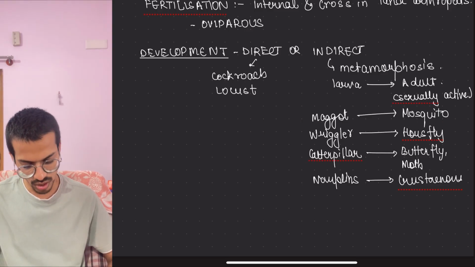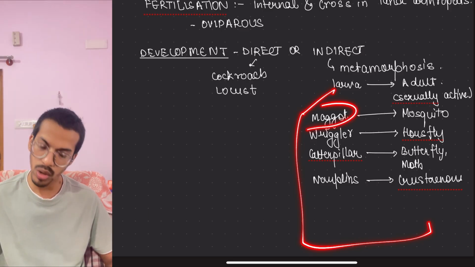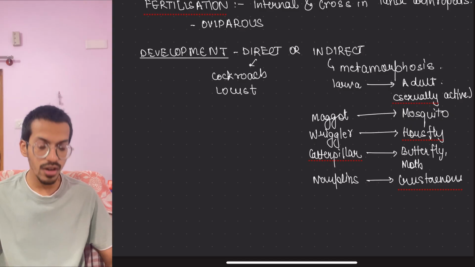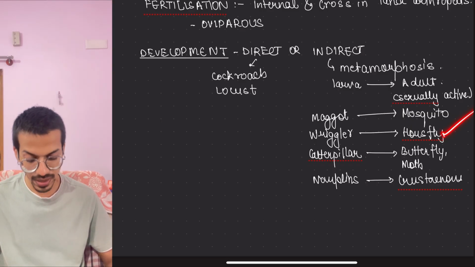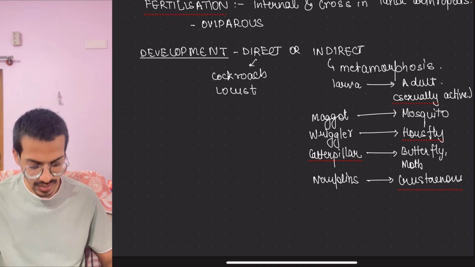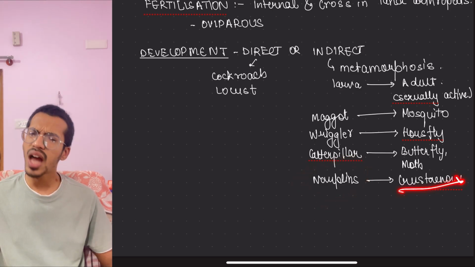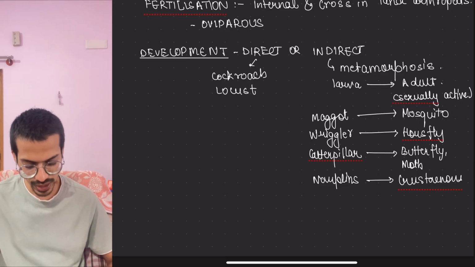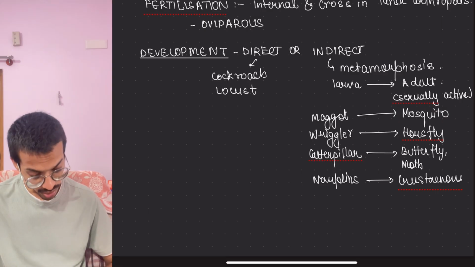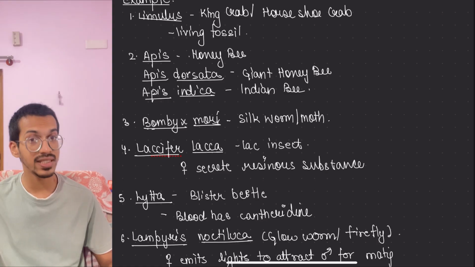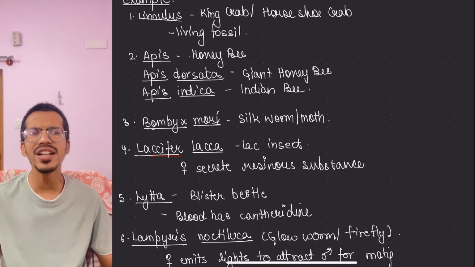So for example, maggot is the larva of the housefly. Wriggler is the larva of the mosquito. Caterpillar is the larva of butterfly or moth. Then nauplius is the larva of crustaceans like prawns and crabs. Okay, so this is the one you have to remember. These are the examples given in NCERT, and they are definitely going to be asked.